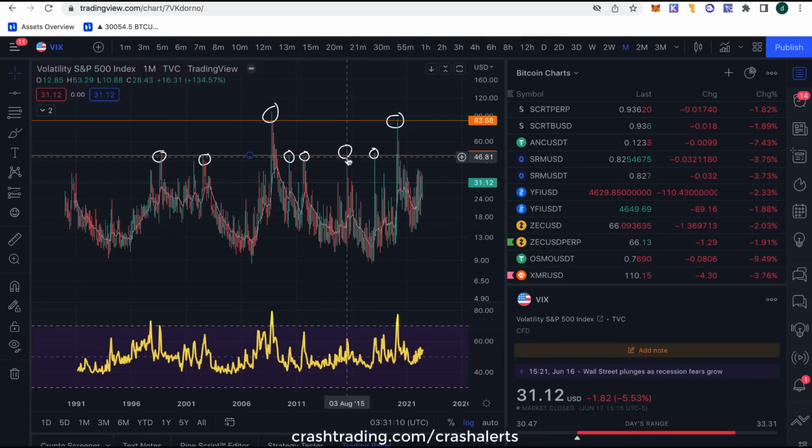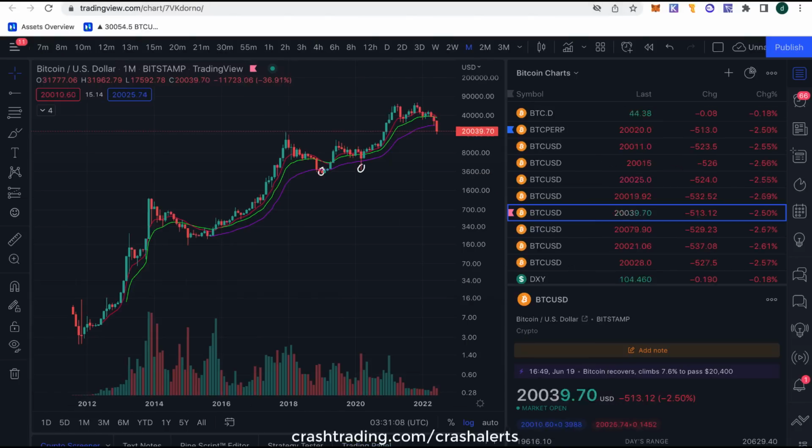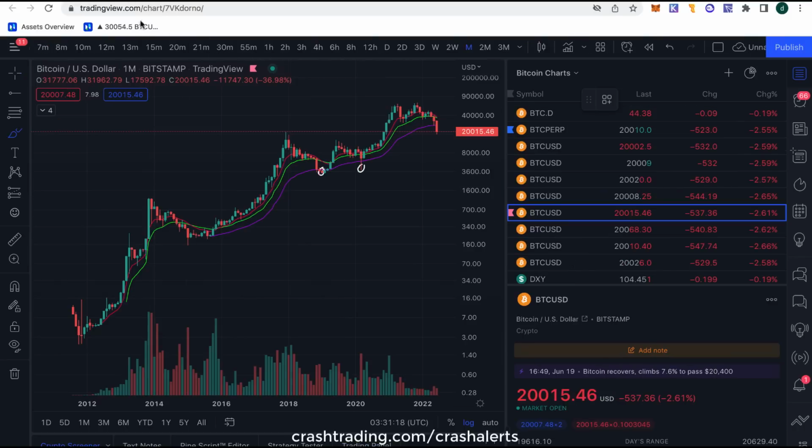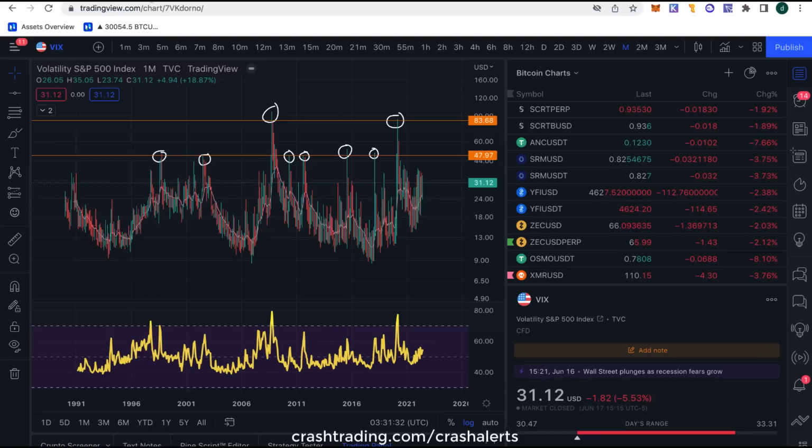Okay, so in July of 2015, VIX hits 48. 50, well, we're just going to say 50, okay? So once again, right here, is this August or July? It's August, okay, August of 2015. Look at this, guys. It literally timed the Bitcoin bottom all the way back in 2015. Look at that. Boom, okay? Now let's go over here.